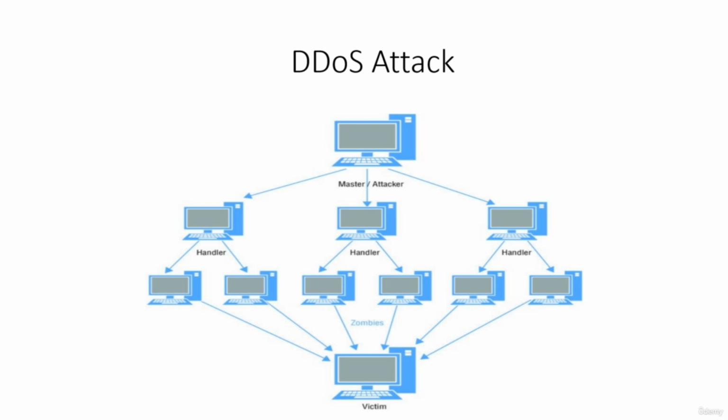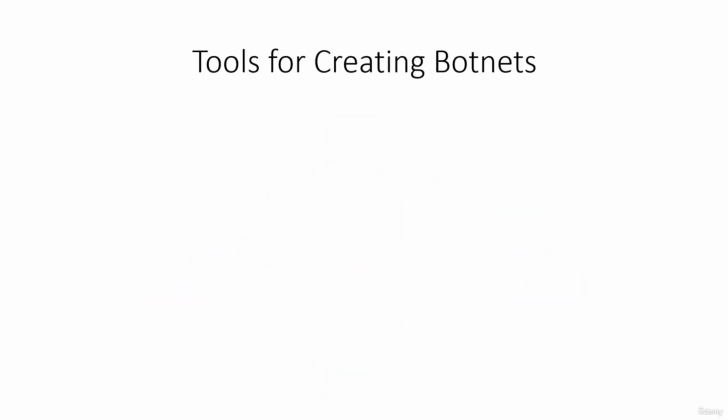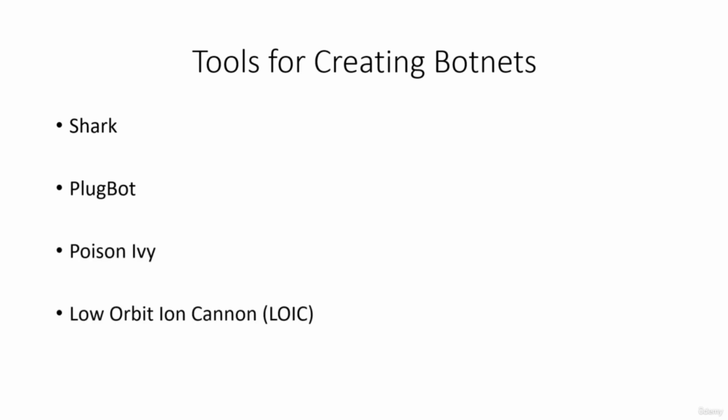A common method of covertly installing a bot on a handler or a client is called a Trojan horse that carries the bot as a payload. Once the handler and the subsequent zombies have been infected, the attacker continues remotely with the so-called botnet via communication channels such as IRC or peer-to-peer. Tools for creating botnets: various tools are used to create botnets, including Shark, Plugbot, Poison Ivy and LOIC, which is Low Orbit Ion Cannon.